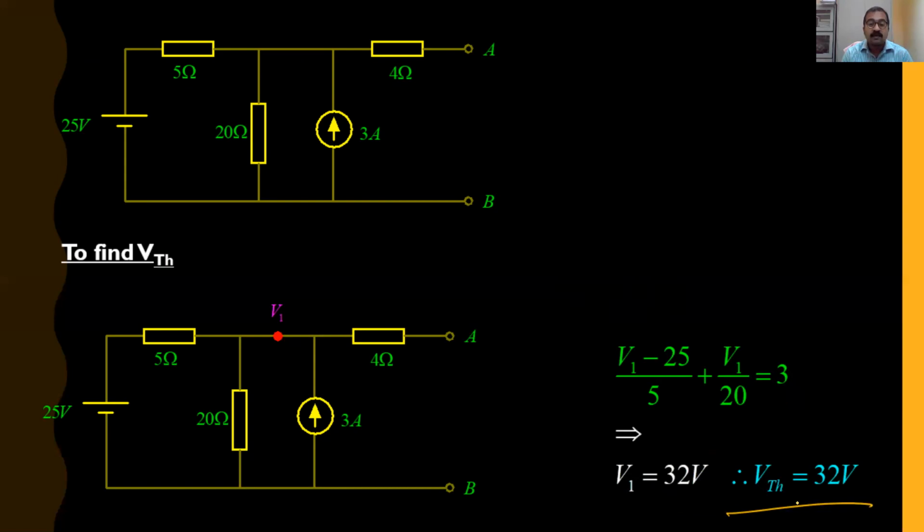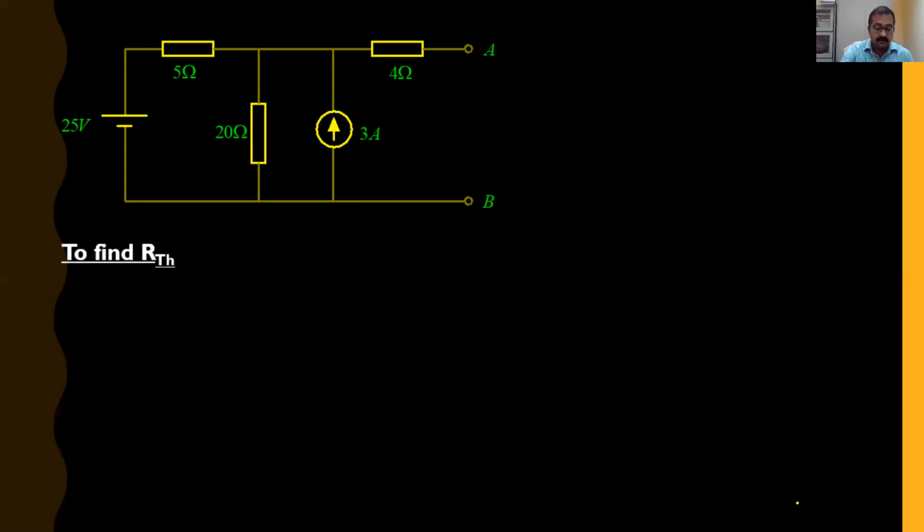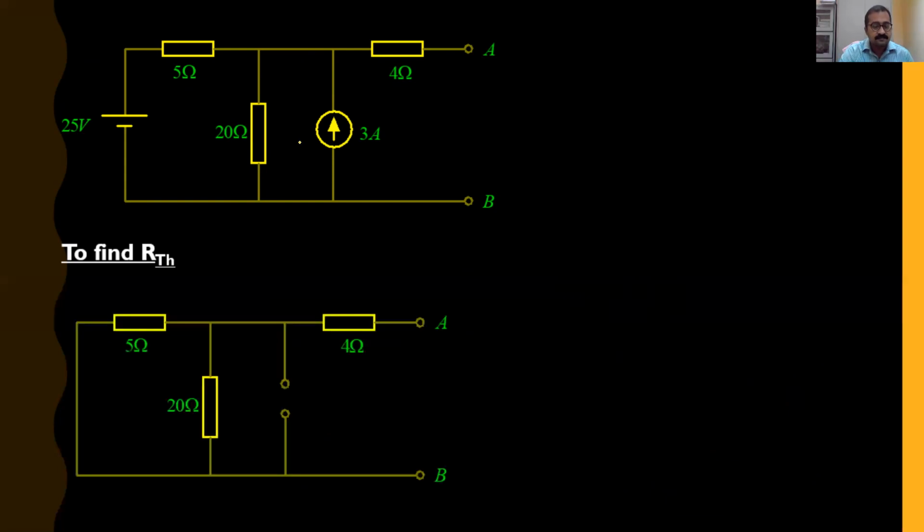Now what next? We have to find the Thevenin impedance, ZTH. How? You have to replace all the sources by their respective internal impedances. An ideal voltage source has zero internal resistance, so the voltage source must be shorted, and an ideal current source has infinite internal resistance, so this 3 ampere source must be open circuited. So the 25 volt has been shorted and the 3 ampere has been opened. Now you see what is the impedance seen from terminals A and B.